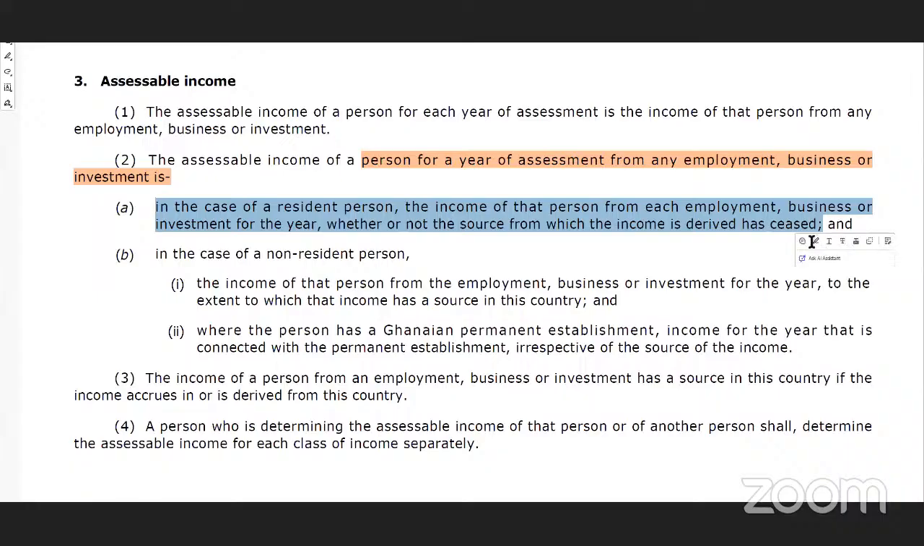So if you are a resident, they didn't mention where the income came from. So it connotes worldwide income. So we are telling you that so far as you are a resident and you make income from any employment, business, or investment, whether or not where you got the money is no more, but it was derived during the year, it will be taxed. So it didn't tell you where the money was to be generated, meaning so far as you're a Ghanaian, or you're a resident person in Ghana, anywhere you generate your income, whether or not the source has ceased, will be taxed in Ghana. And in the case of a non-resident person, let's see.